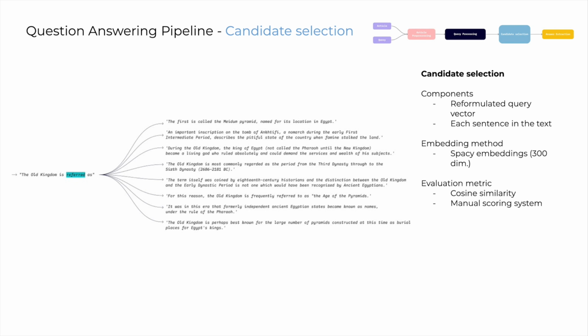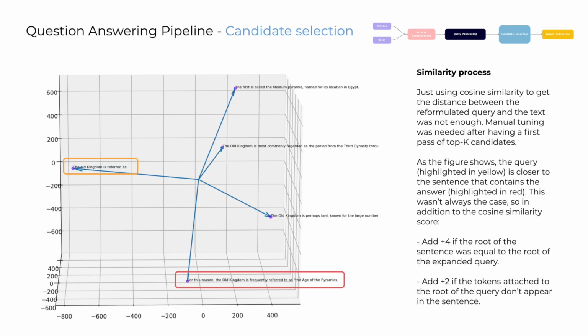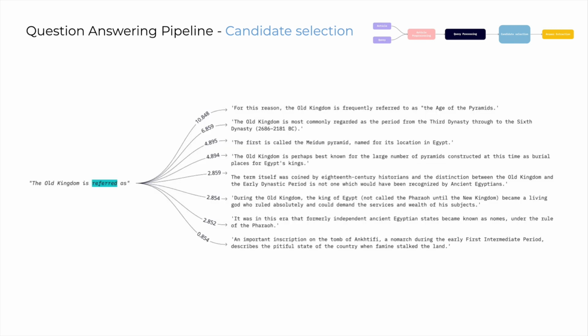Once we have the reformulated query, we use a sentence embedding to measure cosine similarity between each of the sentences and the query. This is crucial to later on extract the specific answer from the selected candidate. Only calculating the similarity wasn't enough, so we fine-tune the search process with a scoring system. For example, we add +4 points if the root of the sentence is the same as the reformulated query and end up with a new rank.